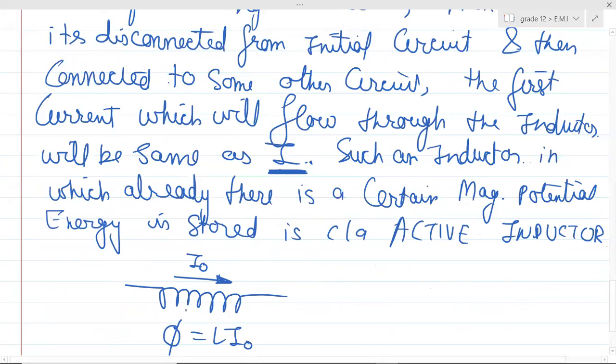This is an active inductor. So we'll see what exactly this active inductor is, and how it is related with the decay of current and all. Growth of current is done, active inductor is done. Now let's do decay of current. So once you're done noting this down, just tell me.